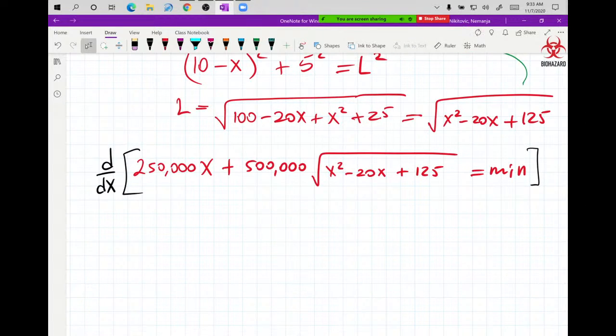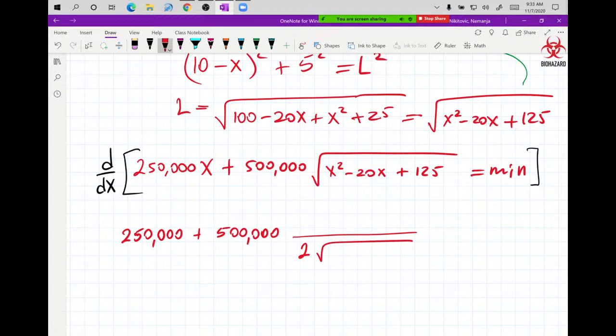All right. So what's my derivative here? It's a quarter million. Derivative of x is 1 plus 500,000 times, and now the derivative of the square root is always 2 times the same square root, and then the derivative of this square root goes on top, which is 2x minus 20 equals 0.